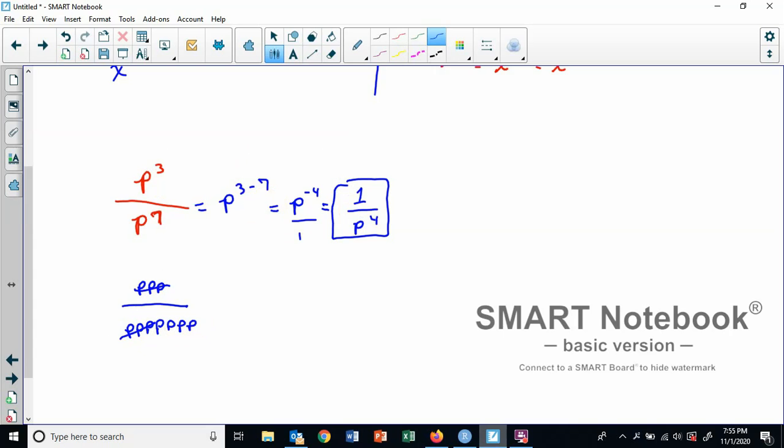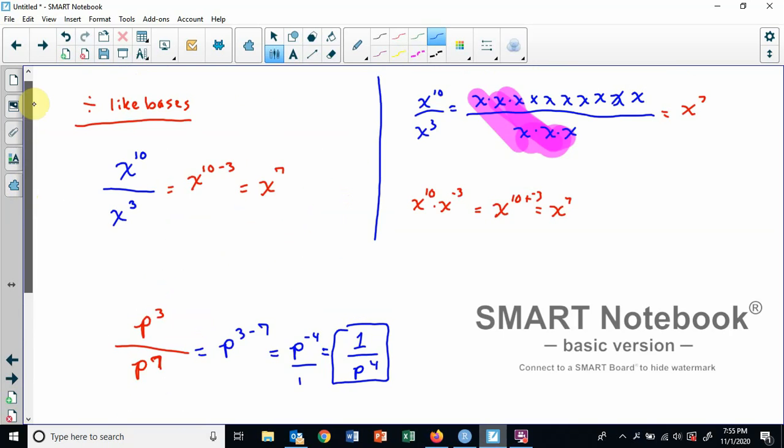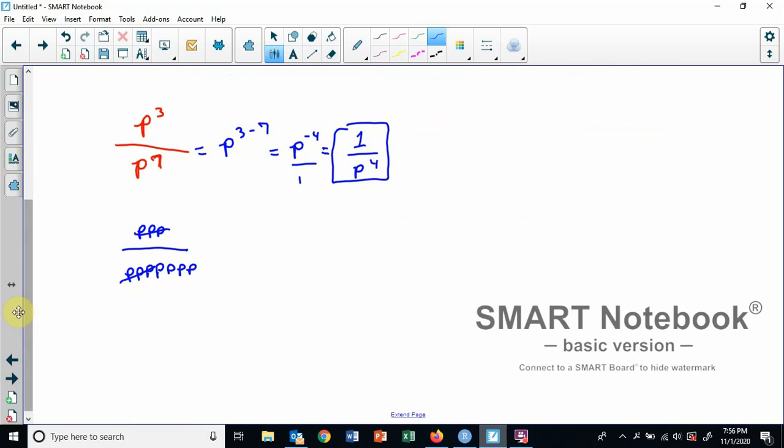So that's why I like this visualization of the rule, where in my head, I don't have to list out 10 x's and 3 x's, but I know that there's 3 on the bottom, there's 10 up top, and 3 of them are going to cancel with the other 3. And that leaves me with 7 up top. Same thing for this example. So it helps me do these division rules really quickly. You don't have to. It's fine to just follow the rules very methodically, and you'll never get them wrong if you're very careful with them.